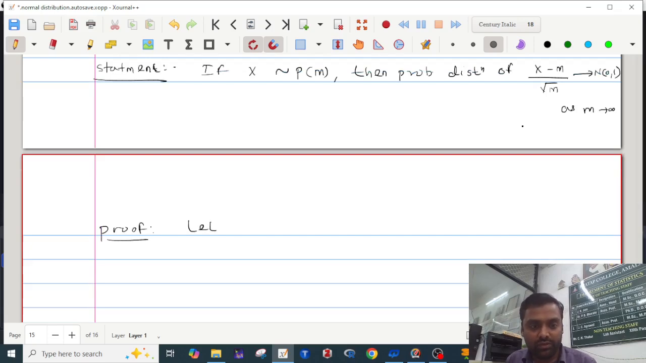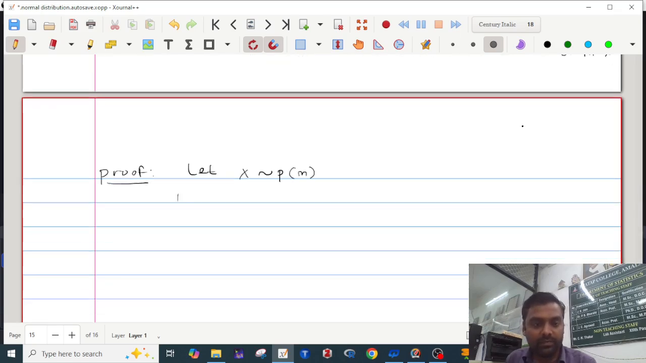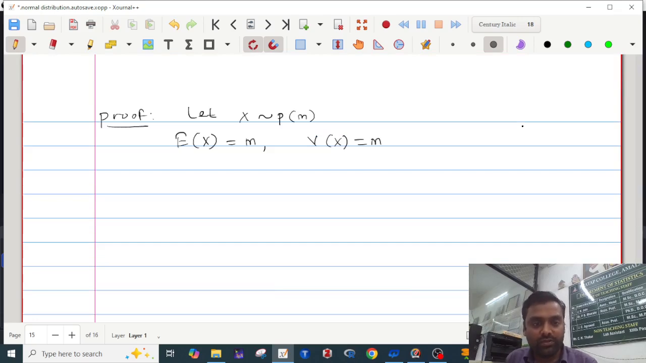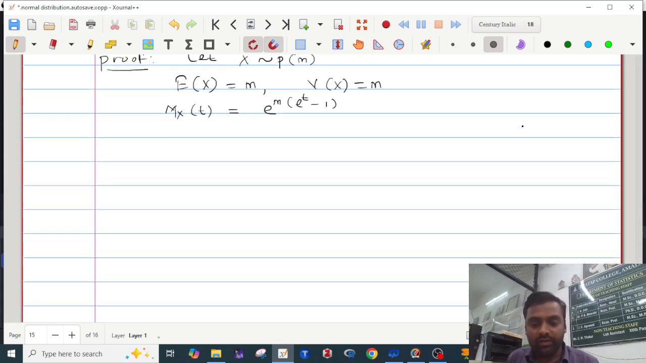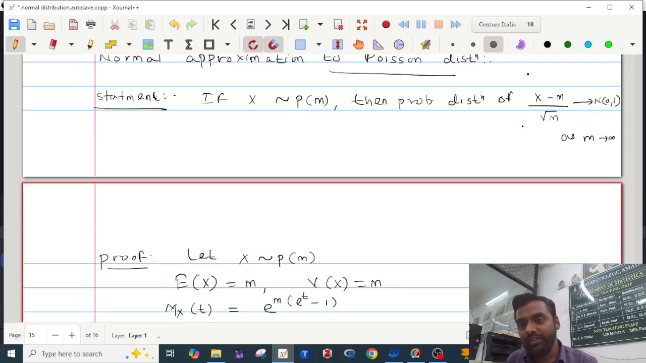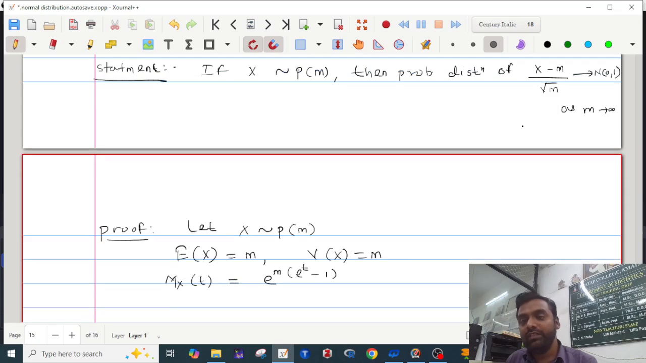Let X follow Poisson distribution with parameter m. Its mean is m and variance is also m. The MGF of Poisson distribution is e raised to lambda, here it is m, into (e raised to t minus 1). Now we have to find the probability distribution of (X minus m) upon root m. So we will solve this by using the MGF approach.